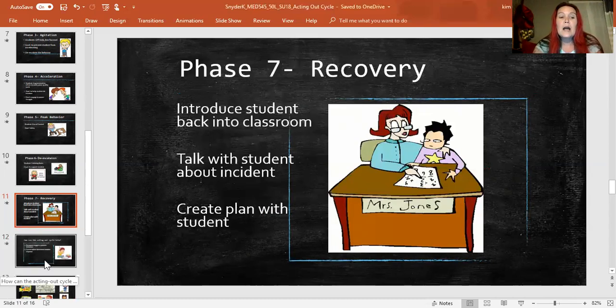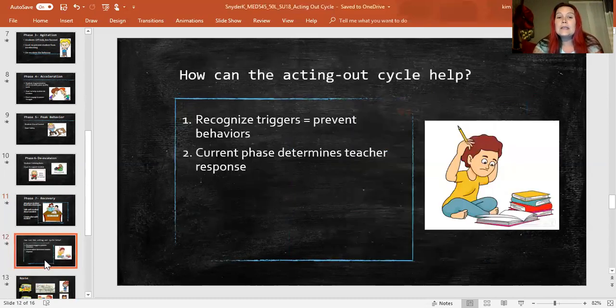Now, why is this important? How can the acting out cycle help us as teachers in the classroom? First, if you understand the cycle that occurs with behaviors, you can learn to recognize the triggers for the behavior. If you know what triggers the behavior, you can intervene and interrupt the behavior cycle before it escalates.